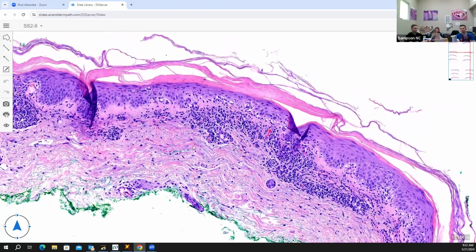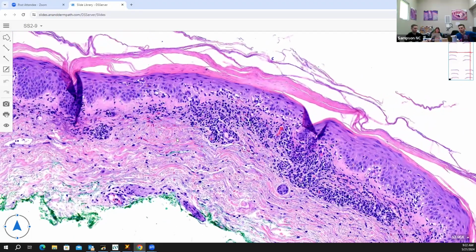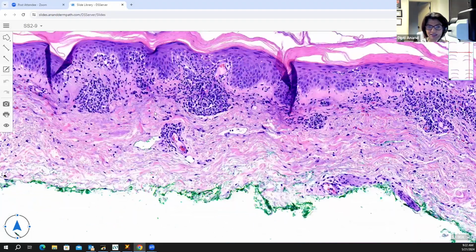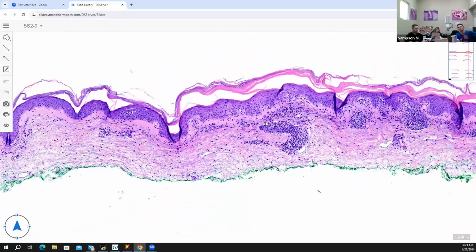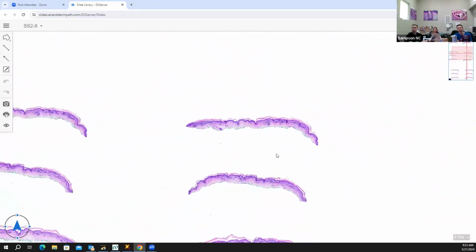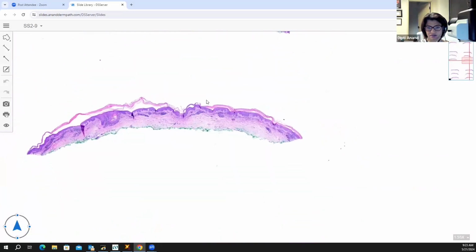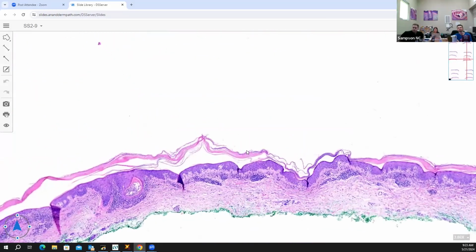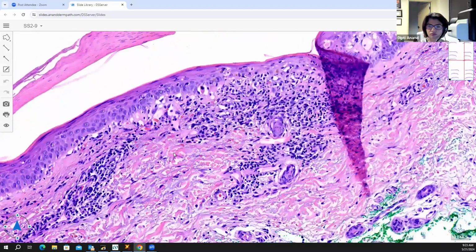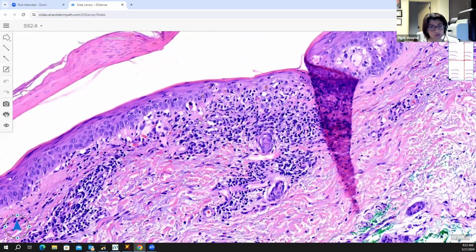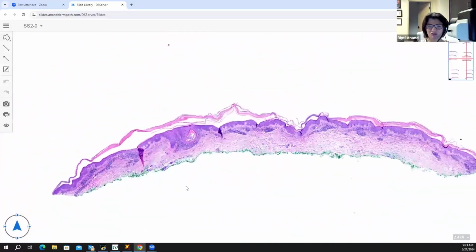I'm sorry, say that again. After you determine that this is an interface vacuolar dermatitis, what is the second step in your mind that you have to do? Is it acute or chronic? Exactly. So what do you think this is? Looks acute. Chronic. There is effacement of the rete pattern.